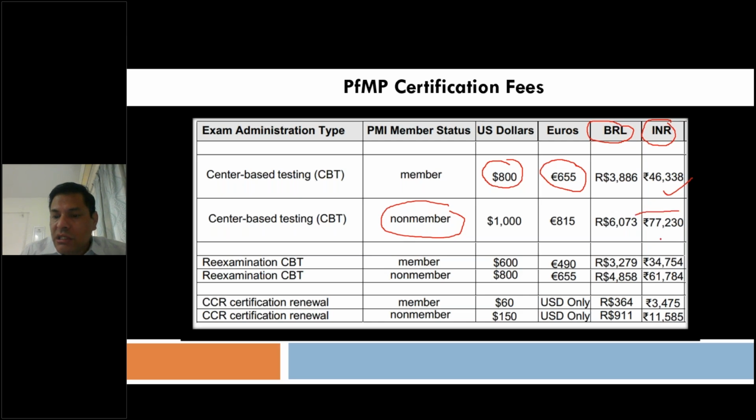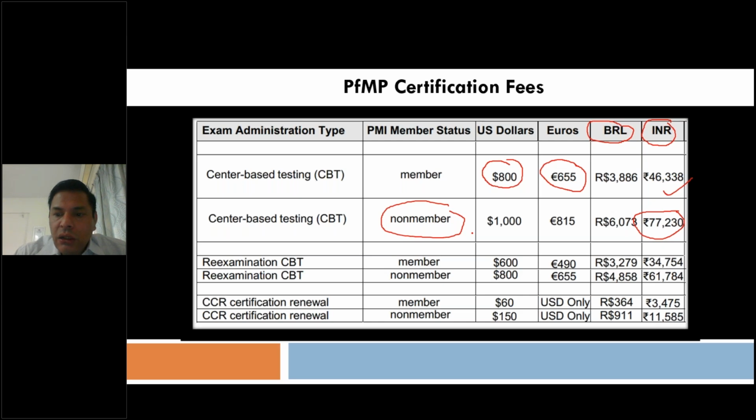So your member fee is 46,000, and your non-member fee, if you are submitting your application as a non-PMI member, then your exam fee is 77,230 rupees, and your membership fee is hardly around 10,000 rupees, 9,000 to be very precise, somewhere around 9,200 or so. So it is always recommended that you become a PMI member.